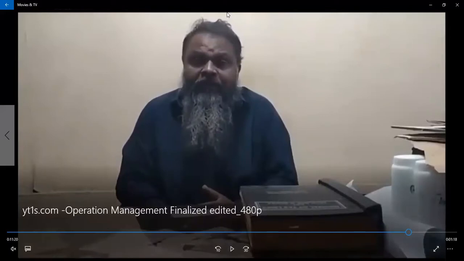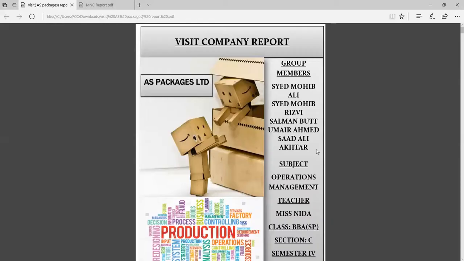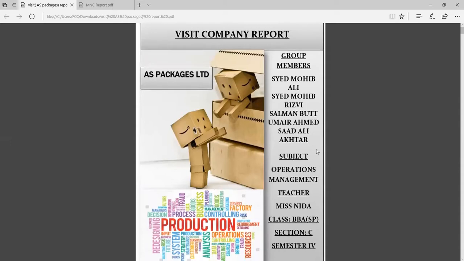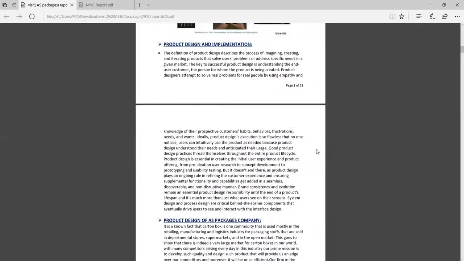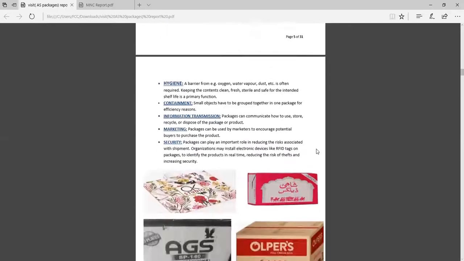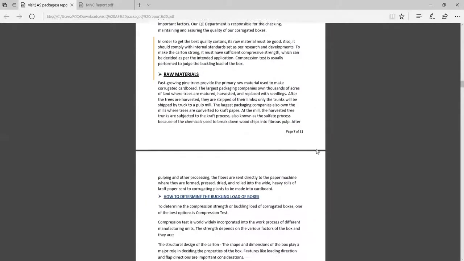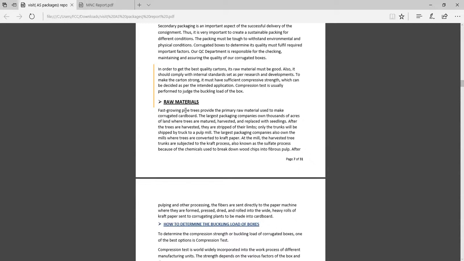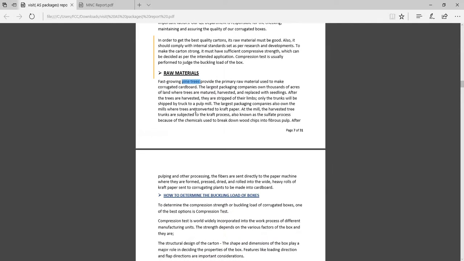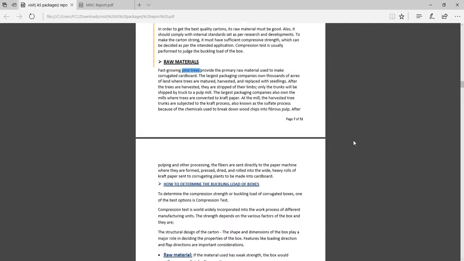After this I will show you the PDF we have created. So here is the PDF. Here are the group members and here are some strategies they use. Here are the raw materials. For the raw materials, it's pine trees. They take paper from the pine trees and combine the paper into a single sheet. They combine 7 to 10 papers in a single sheet, and they make a board of this.